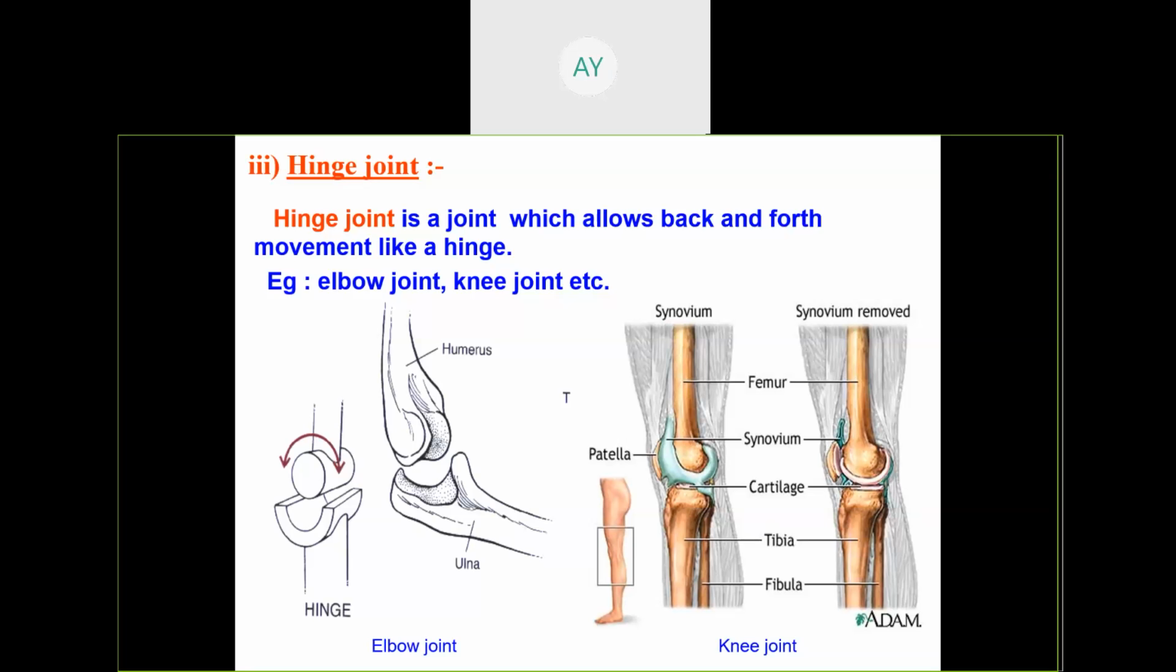हिंज जॉइंट कहाँ पे है? Elbow, एल्बो एंड नी, knee joint. Yes. So knee and elbow, there is a presence of hinge joint. Okay. So hinge joint is generally present in knee and elbow, and ball and socket joint is present in shoulder and your hips. So you must remember.